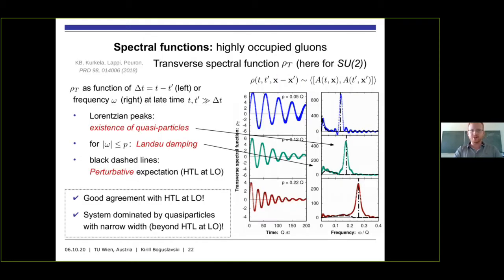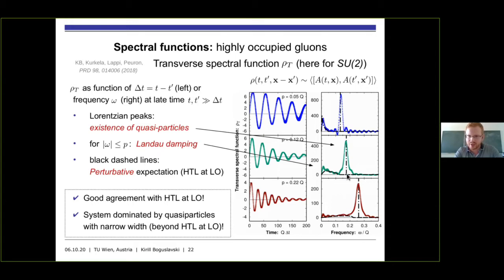And the result is now shown for the transversely polarized spectral function. On the left-hand side you see the spectral function for different times. On the right-hand side, you see the spectral function in frequency space, so basically the transform with respect to t minus t prime, and this is a function of delta t. And you find exactly the structure that you would expect. You find quasi-particle peaks, and we confirmed that they actually have Lorentzian forms. And you find some broad structure, which we could understand as Landau damping of the Landau cut.